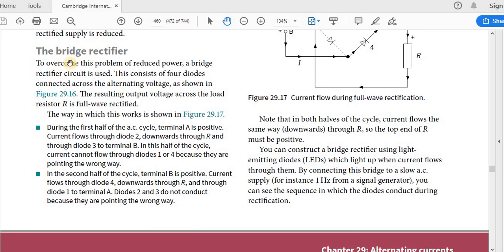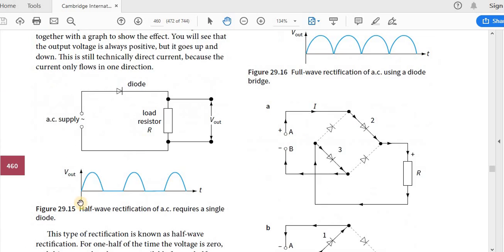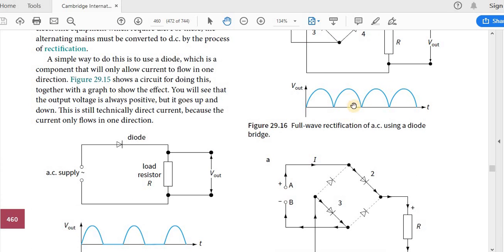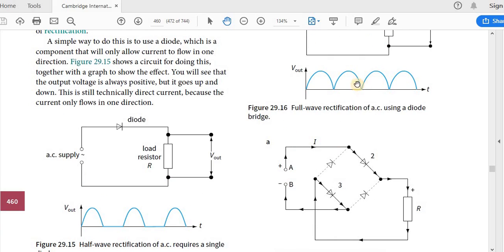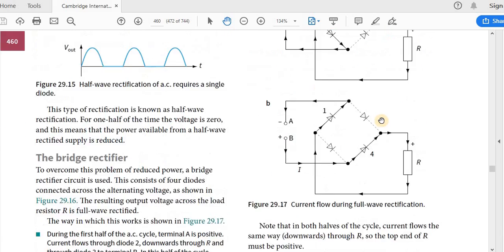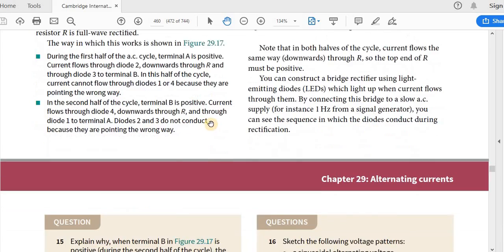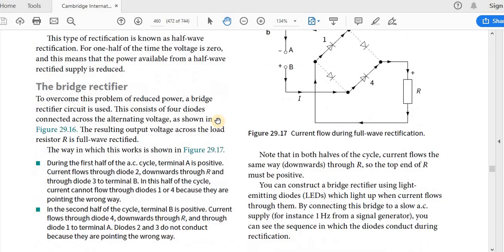And to overcome this problem, we use the bridge rectifier, which consists of 4 diodes. Now what happens is, here half the time the power is 0, right? But here during the entire time it is there. See, here it's 0, but here it's there. So that is the advantage. That's how we get rid of this problem.